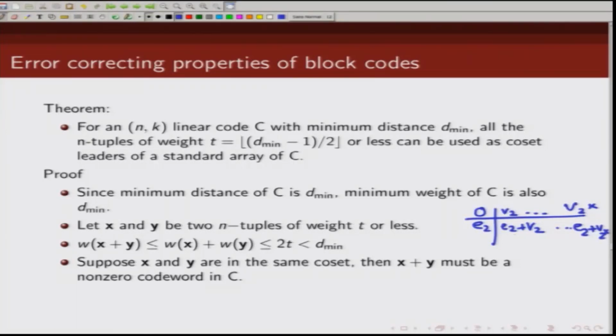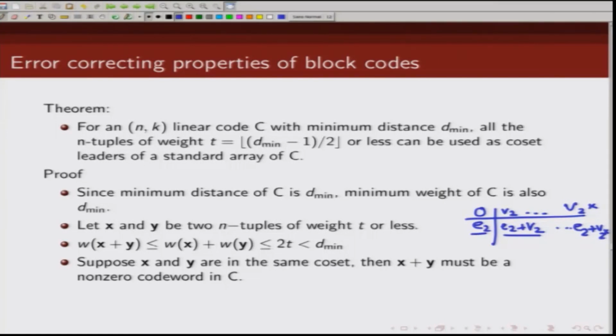Now, if you look at any two elements in the same coset or same row, and if you add them up, what do you get? Let us add this and this. What do we get? E2 plus E2 plus V2, we will get V2. If we add this and this, we will get V2 plus V2k, which is another code word Vs.